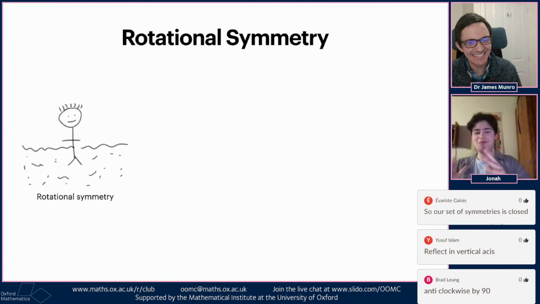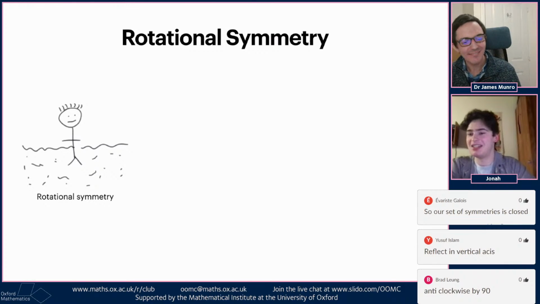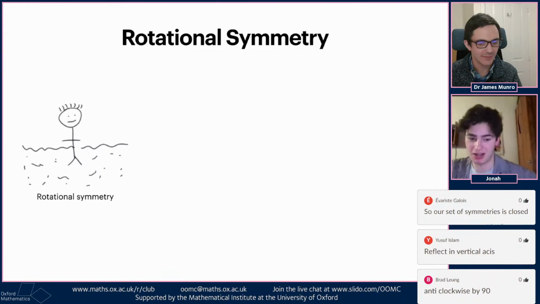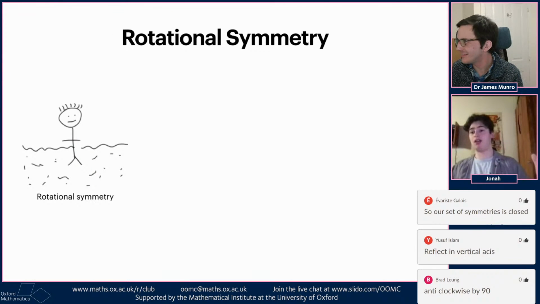But okay, imagine you're in a desert. You're standing right there in the center of a desert, completely looking around, and everything looks the same. No matter which direction you look, everything is the same. That is something we'd call rotational symmetry. No matter what direction you look, you're seeing the same thing.